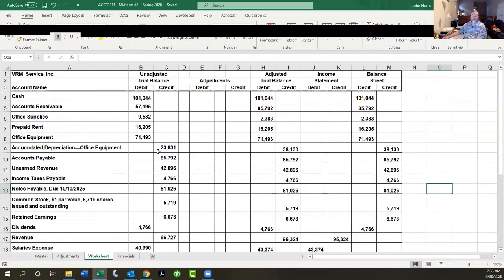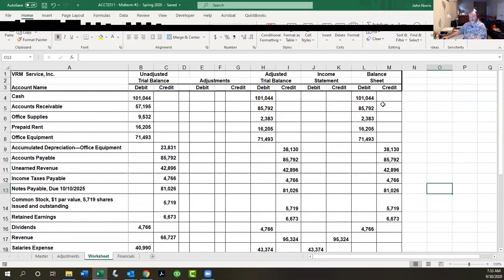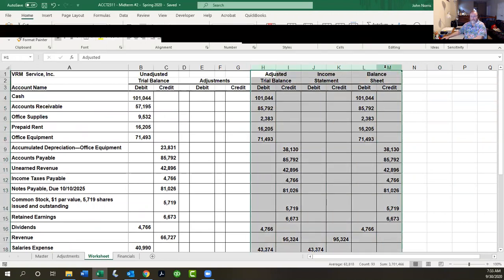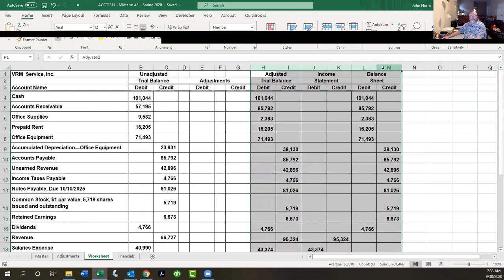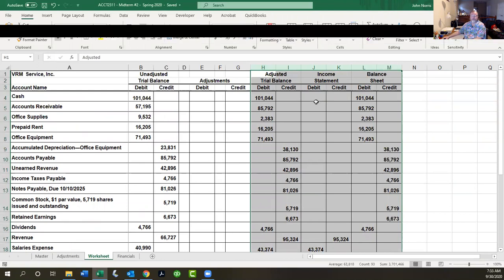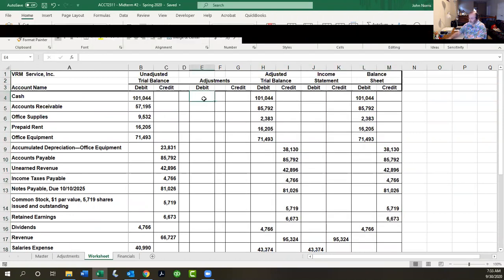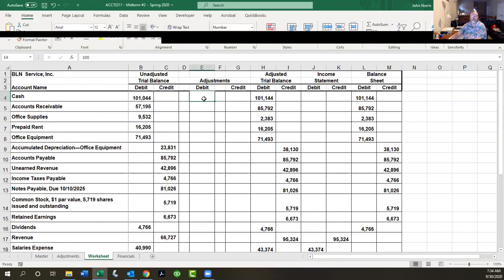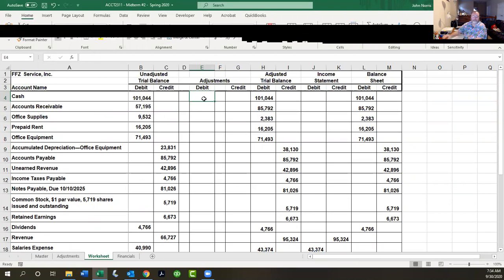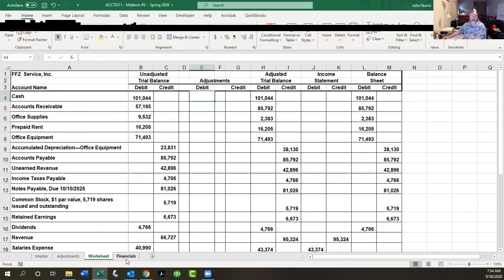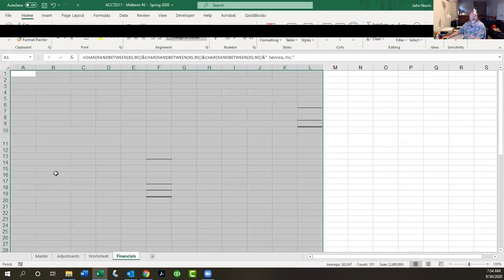And this was given on paper, so the formulas for columns H through M were blank, also from a paper version. But on your version, I'm going to leave them. So as you make adjustments, it will automatically update. Like if I put $100 in here, it automatically updates the adjusted balance. And then there is a tab for financial statements.